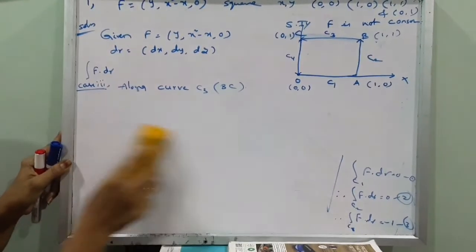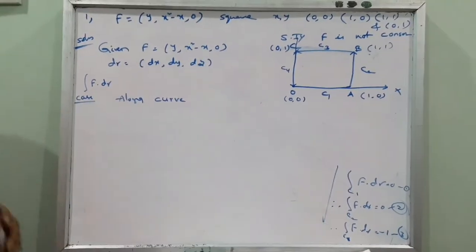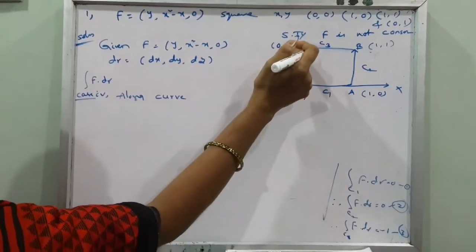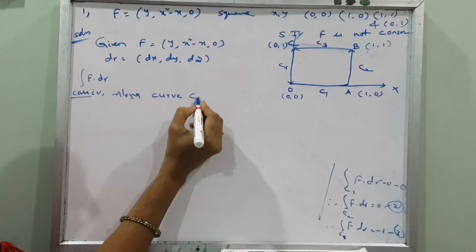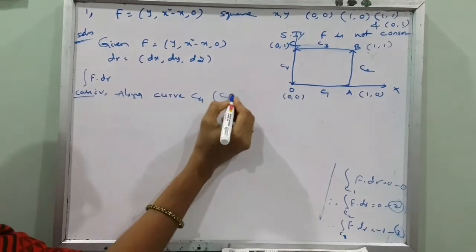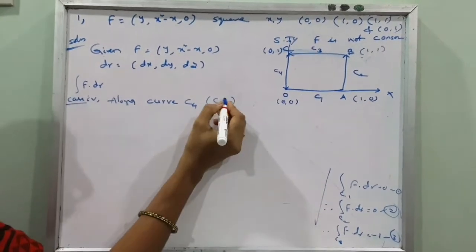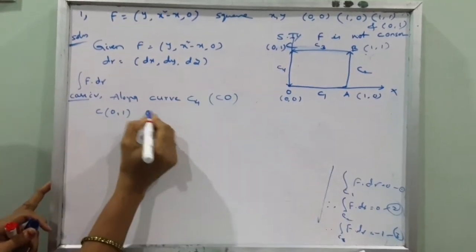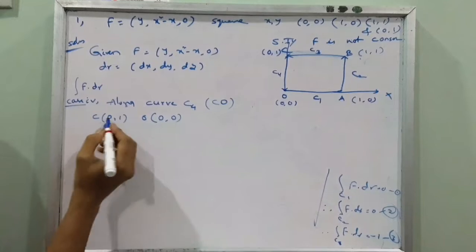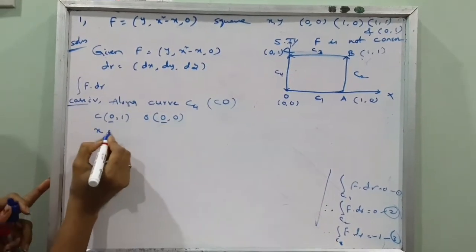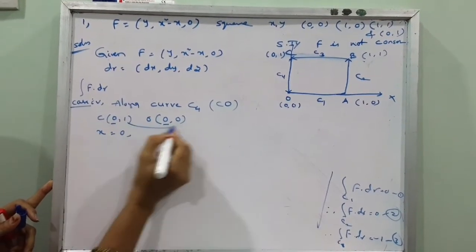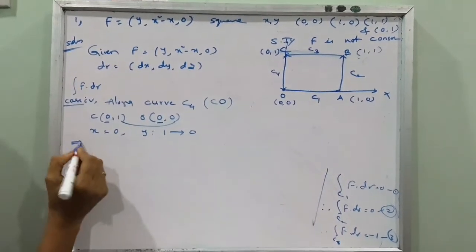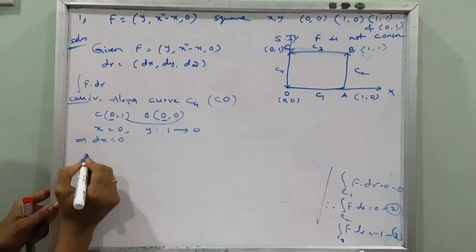Fourth case, along curve C4. Along curve C4, that is CO, from C to O. The coordinates of C are (0, 1) and O is (0, 0). The common coordinate is x equal to 0, then the y limits are 1 to 0. From this, dx is also 0.